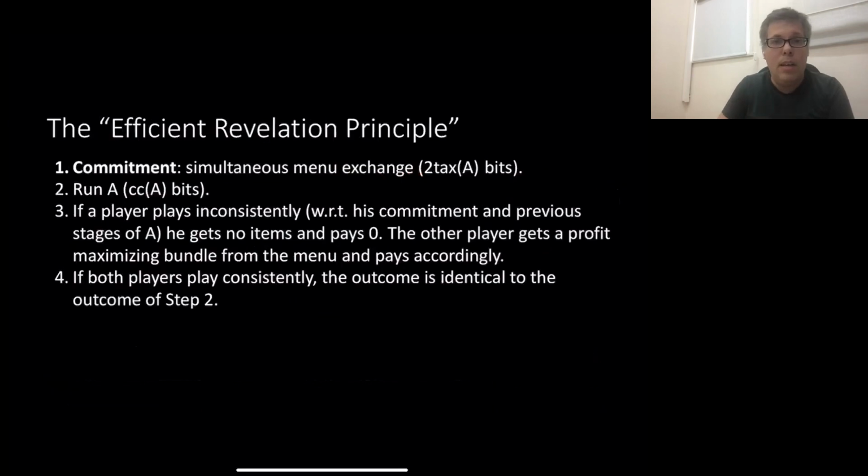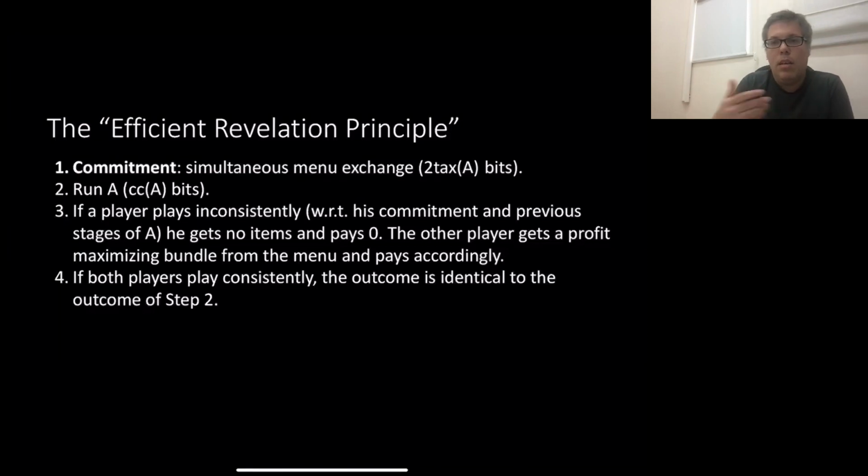Okay, so let's see how to efficiently implement the revelation principle, to see that we don't have to send too much information in order to get an explicit implementation. We're going to have several rounds. The first one is a commitment round, in which the players simultaneously exchange menus. Alice looks at her valuation. She knows that, with this valuation, she is going to present some menu to Bob. The number of bits that I need to represent this menu is just to point to the index of this menu, which takes tax bits. So I do that, Bob doing the same.